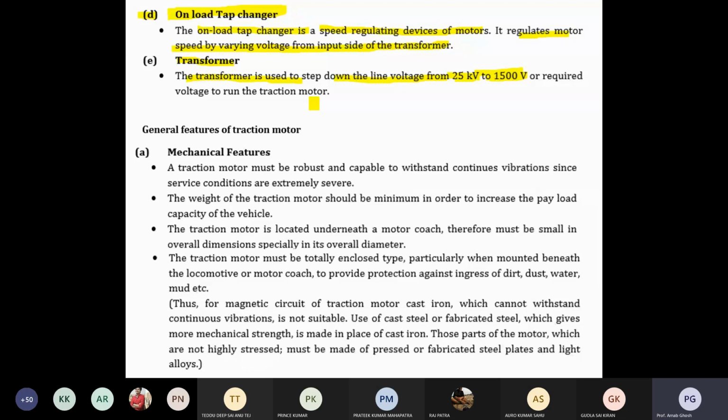There are some electrical codes, means electric laws. Based on those laws you have to select the output voltage, step down the voltage, and all the time try to regulate that voltage. That is why I am telling you about the on-load tap changer. If suddenly the voltage is dipping, the tap changer automatically changes its position and maintains the fixed or required voltage to run the traction motor. So these are all the most important features.